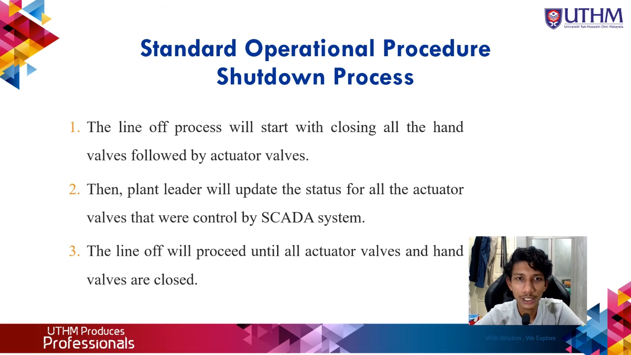The last one for SOP is the shutdown process. We have 3 points. This step, which is the line off of the process, will start with closing all hand valves, followed by actuator valves, and then the plant leader will update the status of all actuator valves that are controlled by SCADA control. And the last one, the line off will proceed until all actuator valves and hand valves are closed. That's all for the activity and SOP.